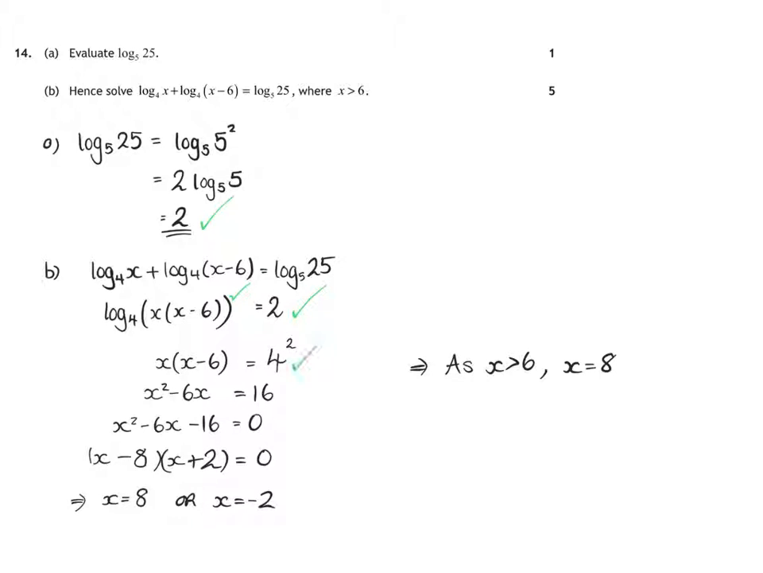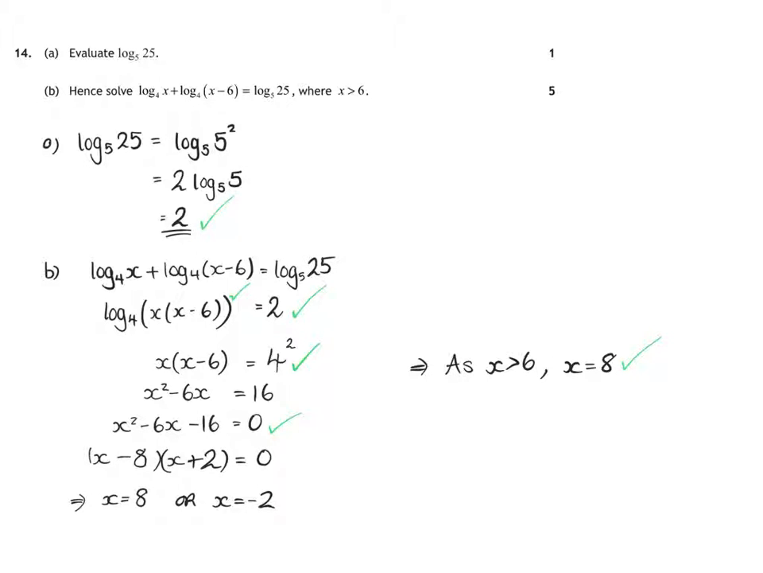Your third mark is for using your laws of logarithms to change it to an exponential. Your fourth mark for part B is for setting it equal to 0, so making it a quadratic. And then your last mark is for solving and identifying the appropriate solution.